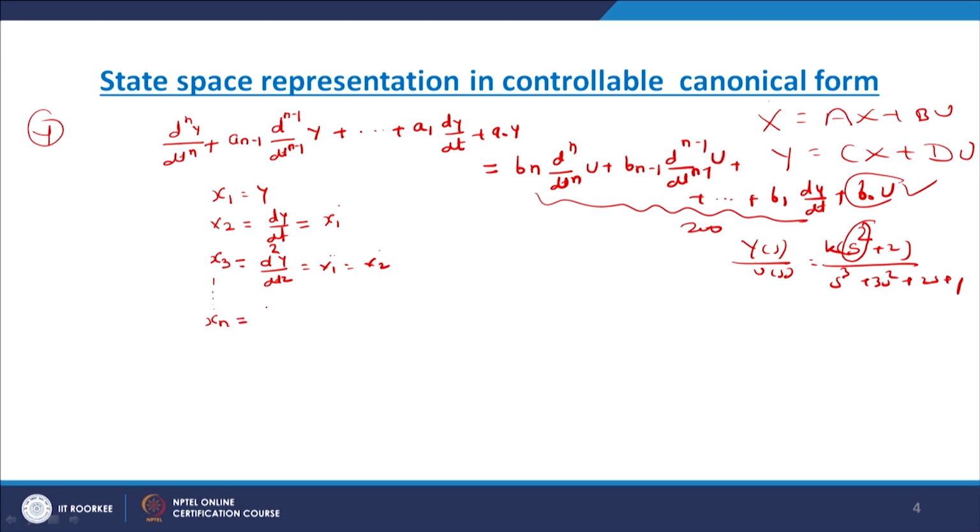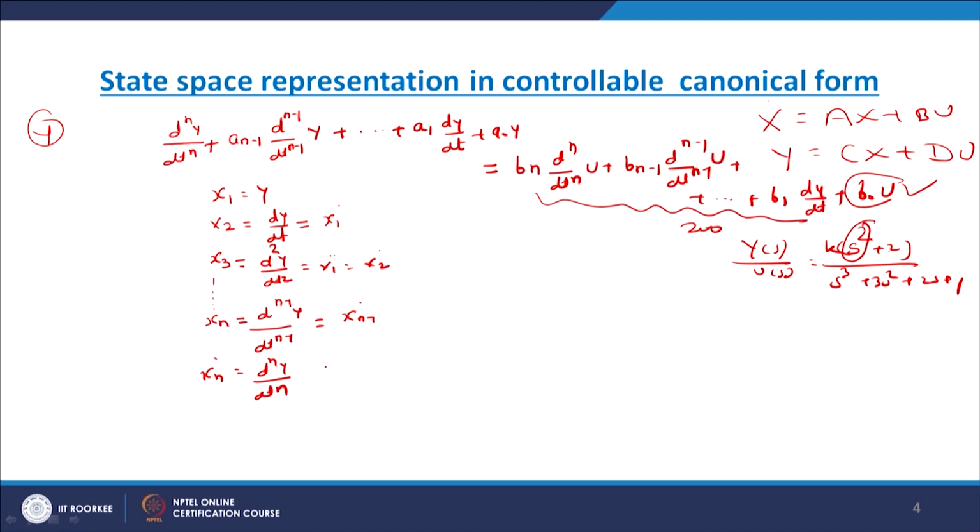Now, xn equals, so here 3 reduced to 2. So, we write d of n minus 1 y by dt of n minus 1, that is equal to, let us see, here 3 reduced by 1. So, here we can write x n minus 1 dot, and similarly now we have to write xn dot. So, what is xn dot? xn dot equals d n y by dt n.